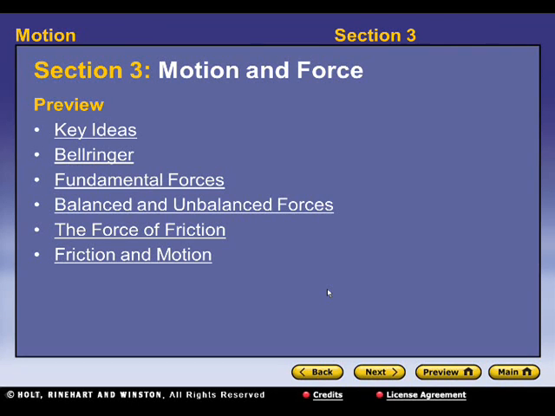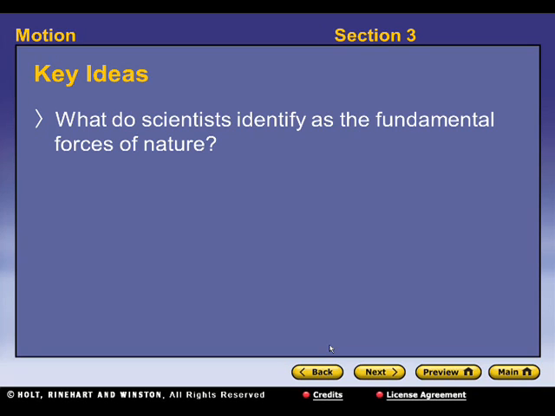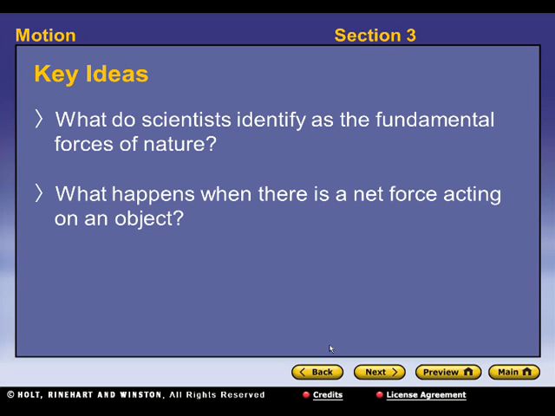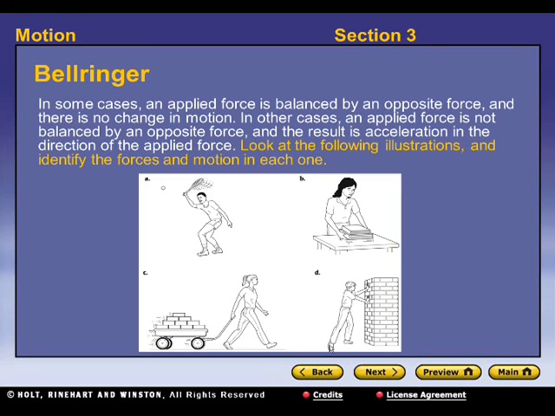Okay, we're going to continue on here with Chapter 11, Section 3 on motion and forces. So let's get to key ideas here. What do scientists identify as the fundamental forces of nature? We'll talk about the fundamental forces, what they are. There's four of those. What happens when there is a net force acting on an object, and what force always opposes motion, and then why is friction sometimes necessary for us?